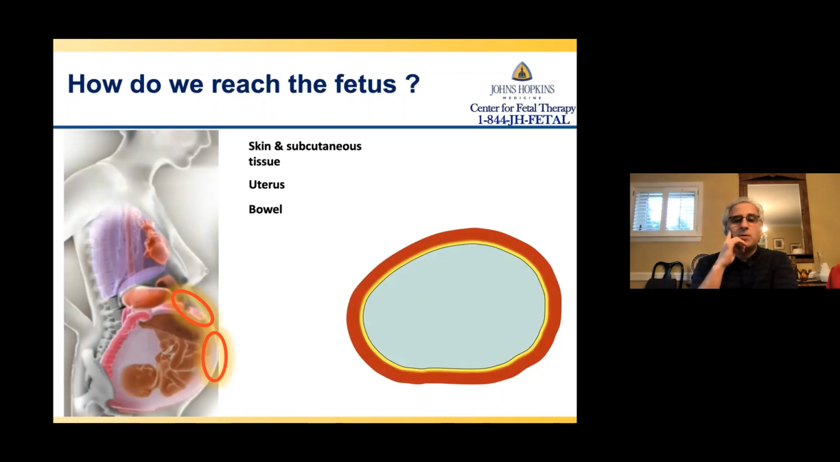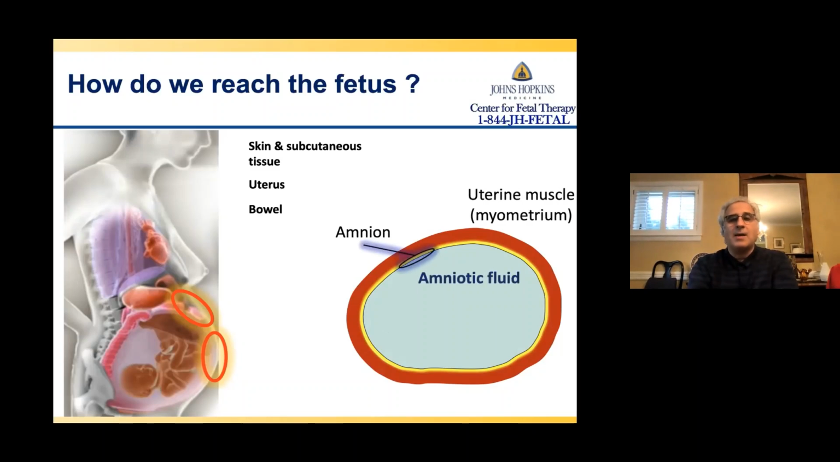Now, to get into the uterus, you basically have to go through the skin of the mother, the subcutaneous tissue, the uterine muscle, and the potential space that exists between the amnion and the chorion. And the amnion is essentially the sac that the baby swims in. That's the sac that retains the amniotic fluid and is basically the fetal environment. And it's a thin membrane that has no healing capacities.